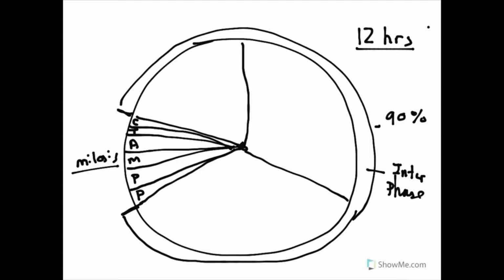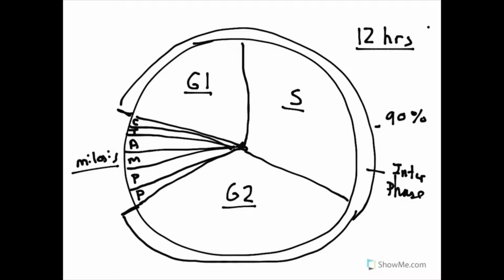So as we have our pie drawn out, let's look at what happens during interphase and what happens during the mitosis phase. Interphase is made up of 3 distinctive phases: a G1 phase, an S phase, and a G2 phase. These are subphases of interphase.